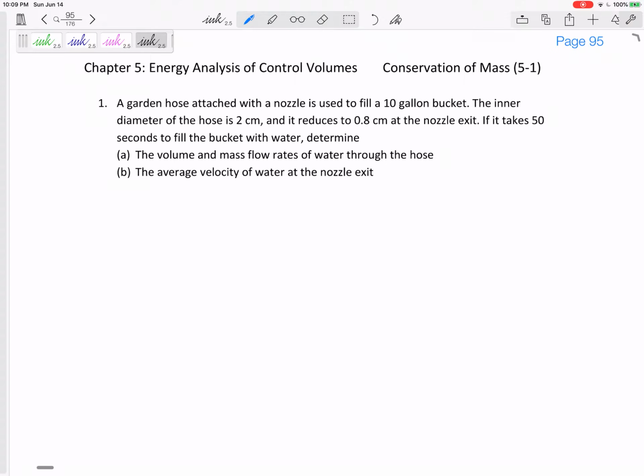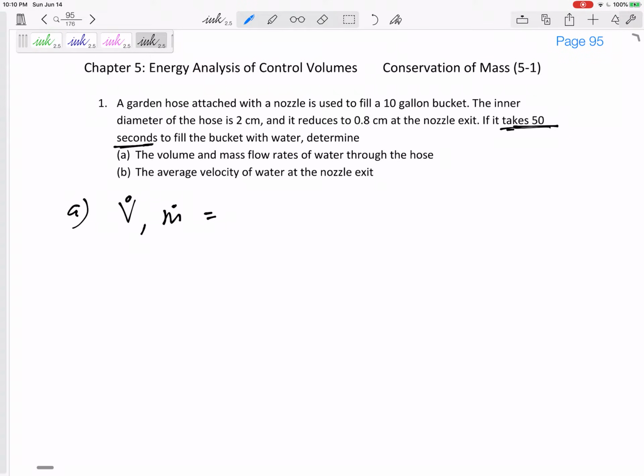water through the hose, the average velocity of the water at the nozzle exit. All right, so as it is going through the hose, we want the volume flow rate, V dot, and we want M dot. All right, volumetric flow rate. We have lots of equations. It's really volume per time. Did you notice this?